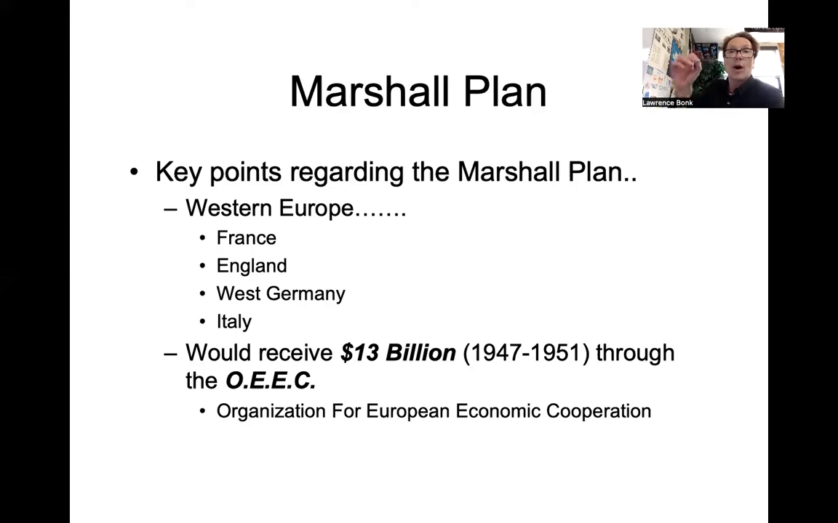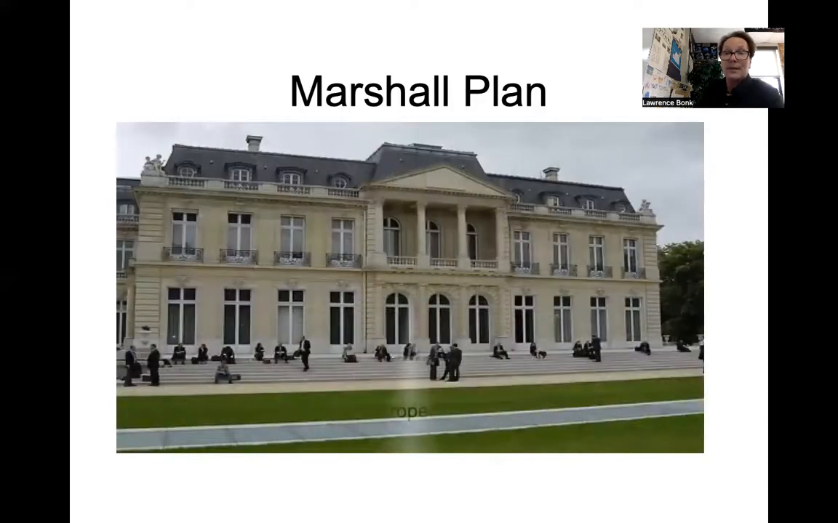OEEC. So the OEEC is an acronym that stands for the Organization for European Economic Cooperation. So this organization was created to, again, allocate and determine who's going to get what piece of the pie, and using this money to basically rebuild Europe after the devastation of World War II. And if you direct your attention up to my laptop screen, that, of course, is a photograph of the OEEC.